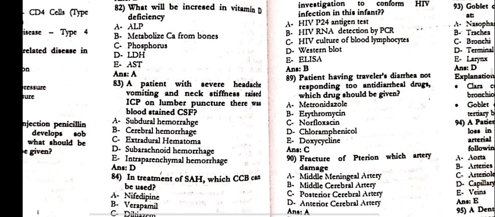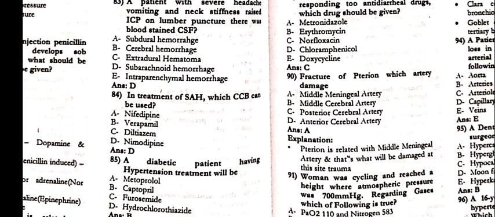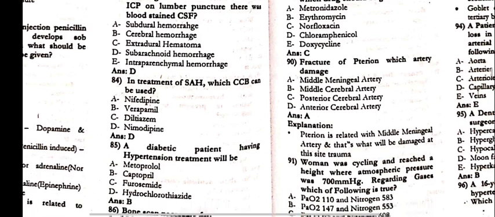Which will be increased in vitamin D deficiency? The ALP. 83. The patient with severe headache, vomiting, neck stiffness, raised ICP and lumbar puncture. There was blood stained CSF. This is blood stained. It definitely is subarachnoid hemorrhage. 84. For the treatment of SAH, a CCB can be used. That is definitely nimodipine.